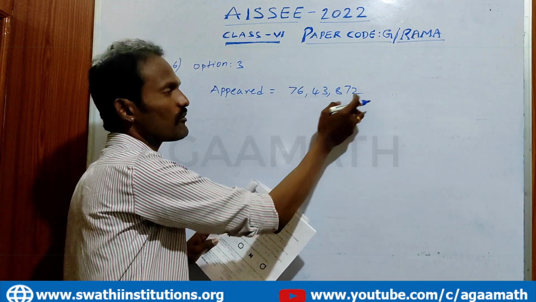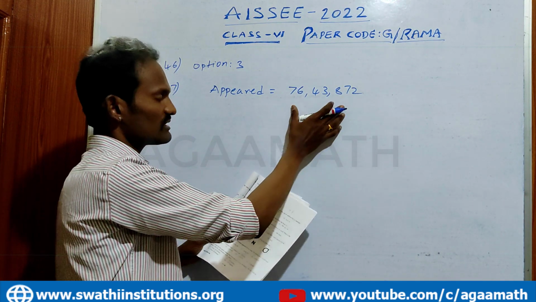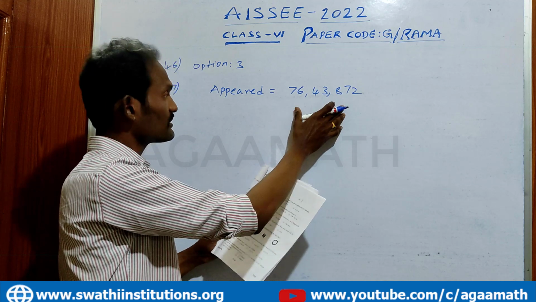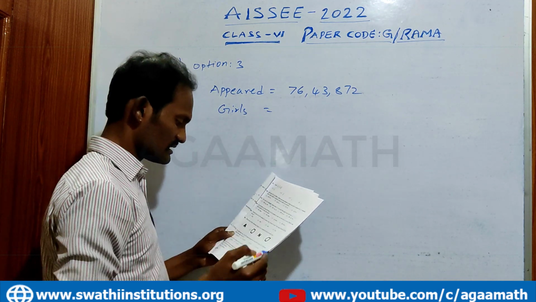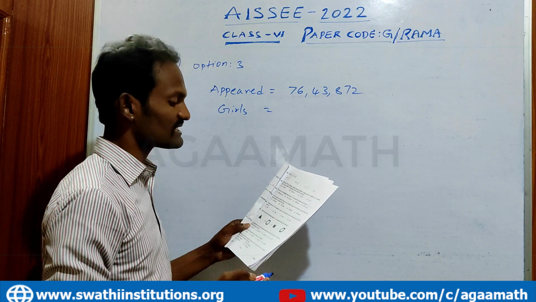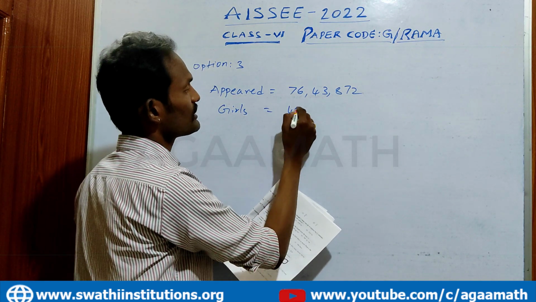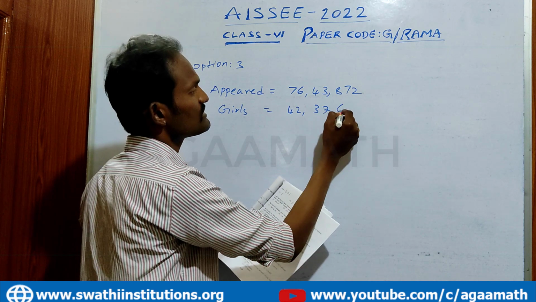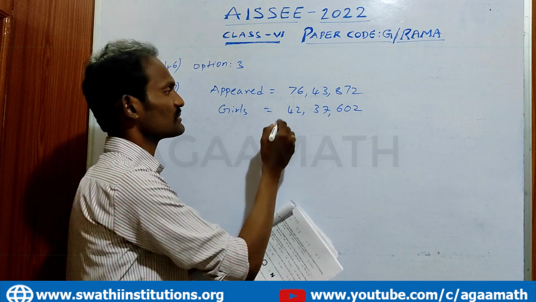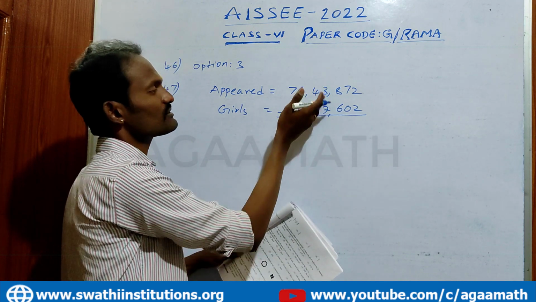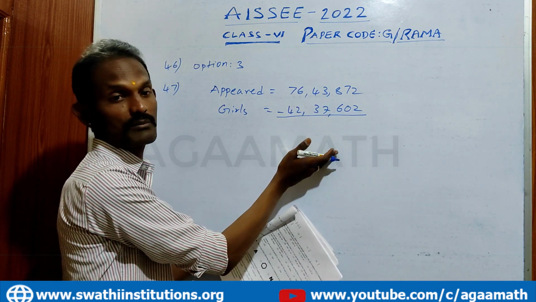So this includes the boys and girls, right? So among these students, there are a number of girls. So how many girls are there? It is 42,37,602. So you want to find the number of boys. Very simple. We do subtract. From the total, if you subtract the girls, the remaining would be boys.